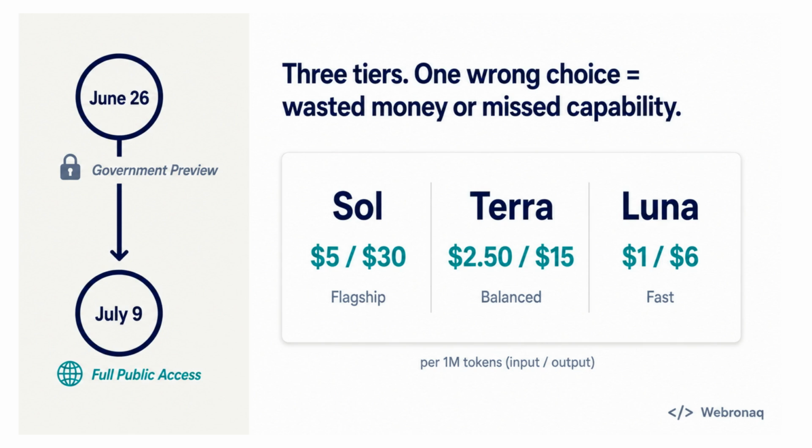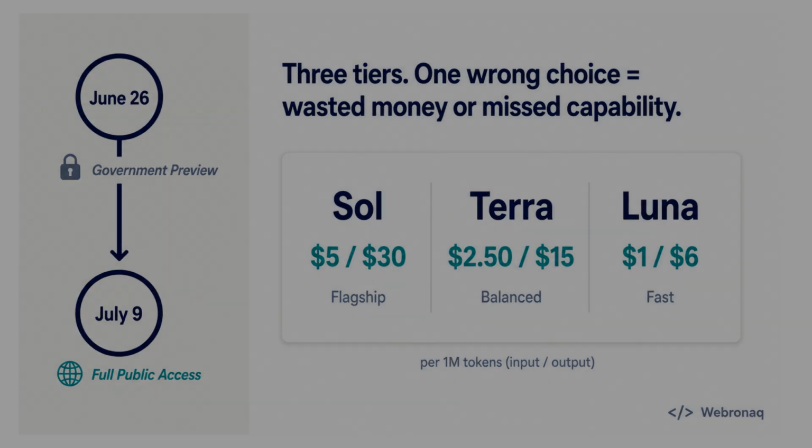Sol costs 5 times more per token than Luna. Pick the wrong tier, and you either blow your budget or leave serious capability on the table. In this video, we break down exactly what each tier does, what it costs, and how to choose the right one every time. Let's start with the name change that is confusing everyone.